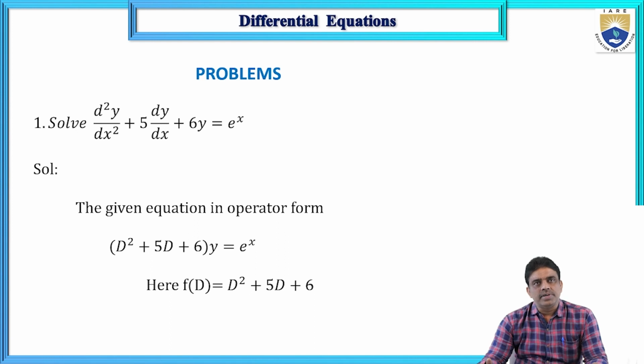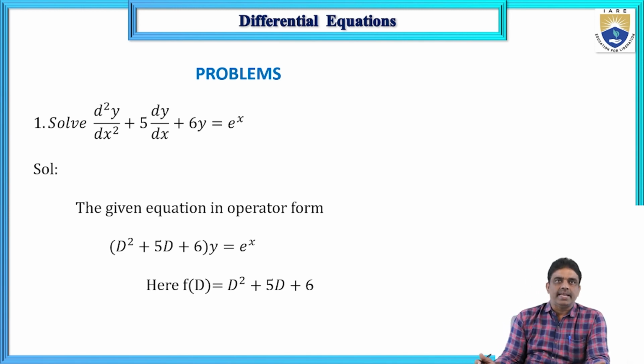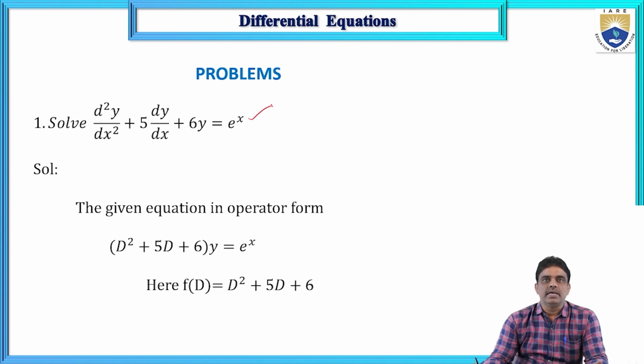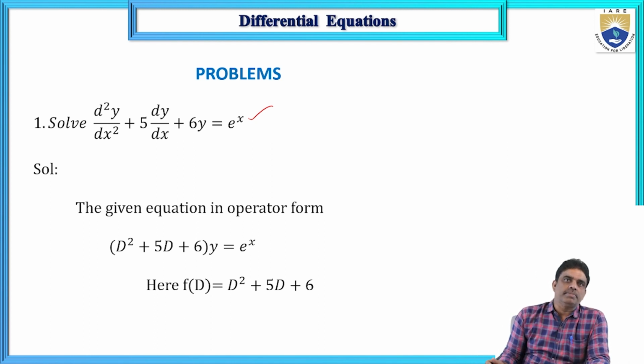Now I will solve an example. Solve the differential equation d square y by dx square plus 5 dy by dx plus 6y is equal to e power x. Clearly, the right side function is e power x, so we can find the particular integral by using a simple method. Instead of going for a general method, we can go for the simple procedure, that is called the shorter methods. So first, find the complementary function.